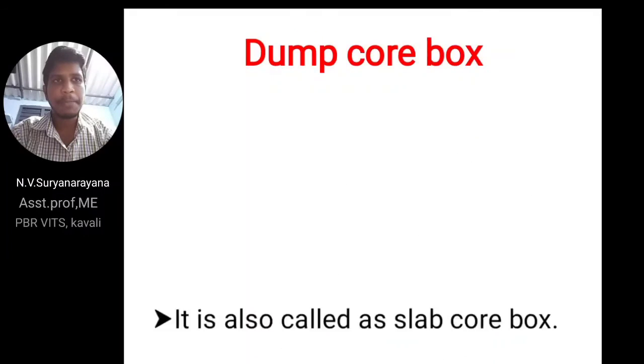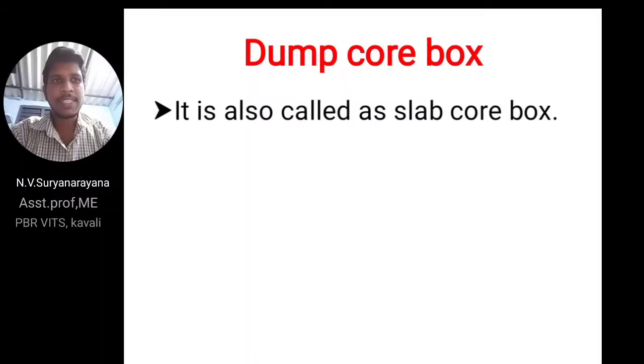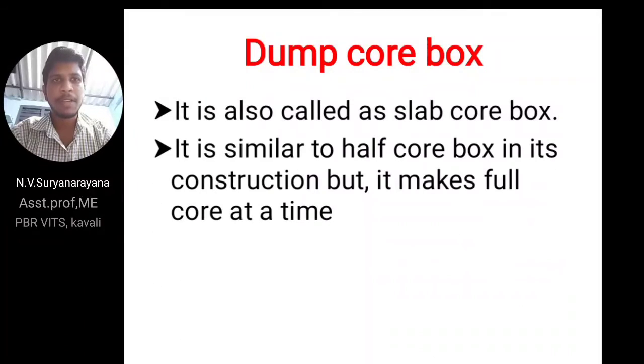And next, dump core box. It is also called slab core box. Why? Because it is similar to half core box in its construction, but it makes a full core at a time. In half core box, one half is prepared at one time and another later. But in dump core box, all are prepared at one time.